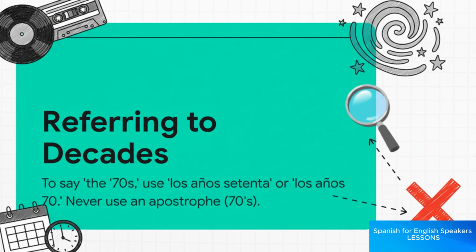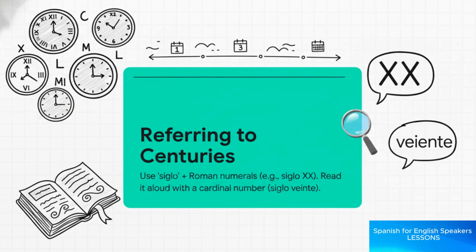So, what if you want to talk about a decade, like the 70s? You'd say los años 70. What you absolutely do not do is use an apostrophe, like 70's. That's just an imitation of English grammar, and it's totally incorrect in Spanish. And for centuries, Spanish uses Roman numerals, so the 20th century is written as siglo XX. But here's the twist. When you say it, you use a cardinal number, not an ordinal one. So you'd read siglo XX out loud as siglo veinte, which literally means century 20, not century 20th.